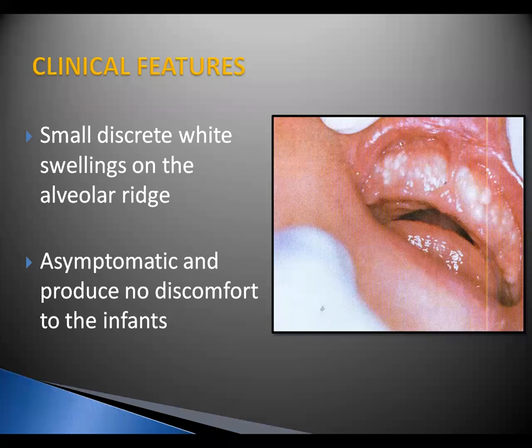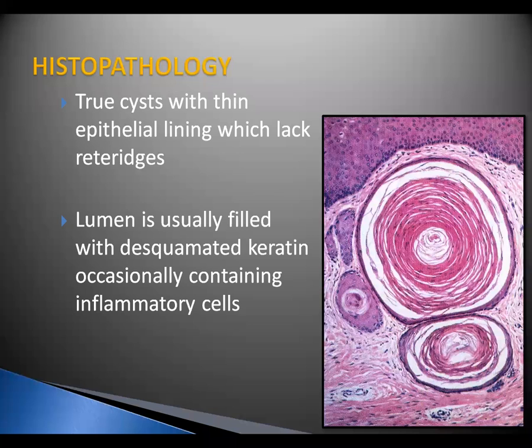Clinical feature: small, discrete, white swelling on the alveolar ridges, asymptomatic and producing no discomfort to the infant. Histopathologically, they are true cysts in which the epithelial lining lacks rete ridges, so there are no rete ridges in the epithelial lining. Lumen is usually filled with desquamated keratin, occasionally containing inflammatory cells.